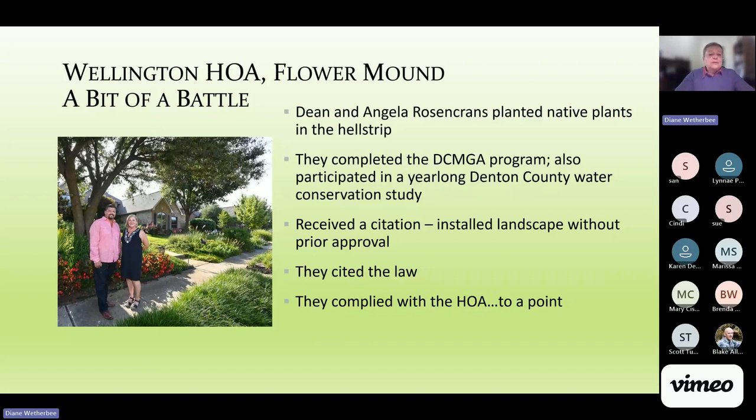If I was the ruler of the world, I would have accepted that. I think that looks great. But they got cited because they asked for forgiveness, not permission. And they in turn cited the law, as we said. And so they kind of won and they kind of didn't. They compromised. So they complied with the HOA to a point.